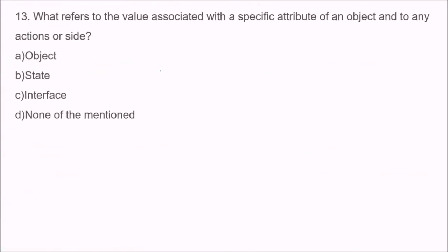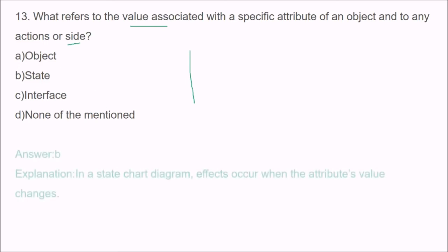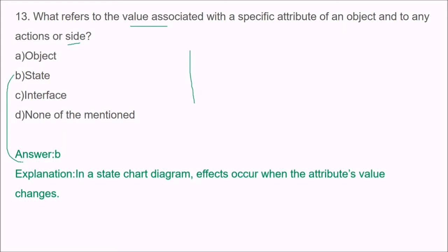The 13th one is what refers to the value associated with a specific attribute of an object and to any actions? These are 4 options for you. Is it interface, state, or object? The answer is state. In a state chart diagram, effects occur when the attribute's value changes.